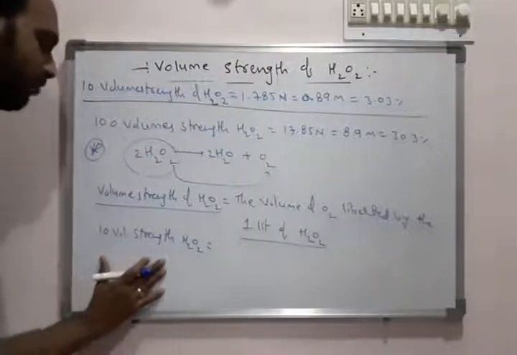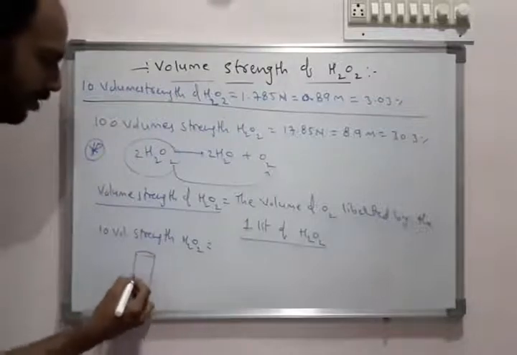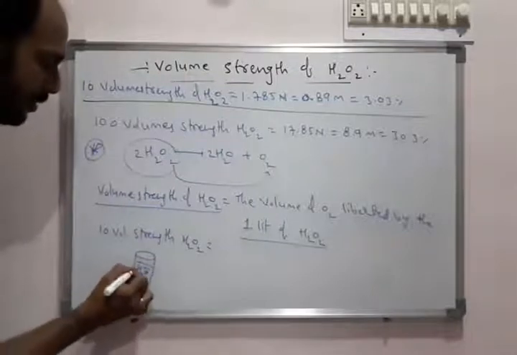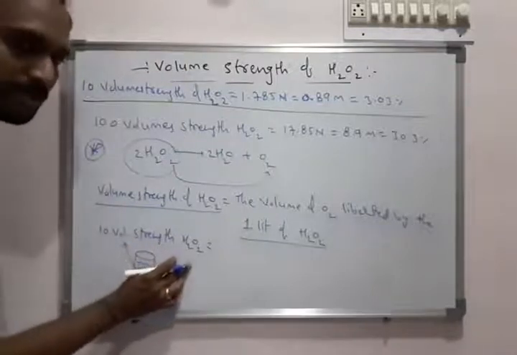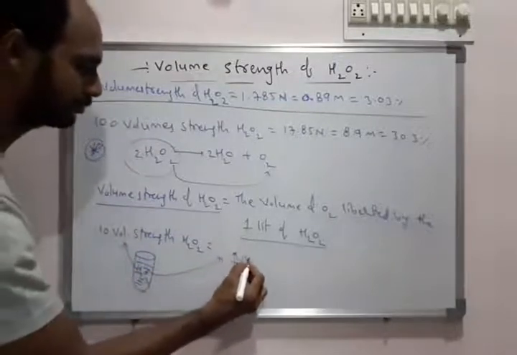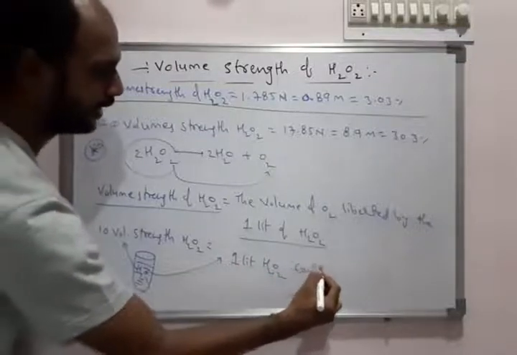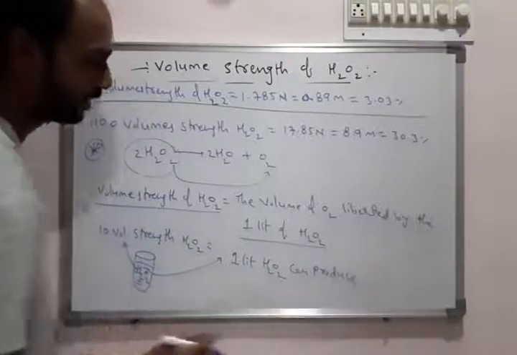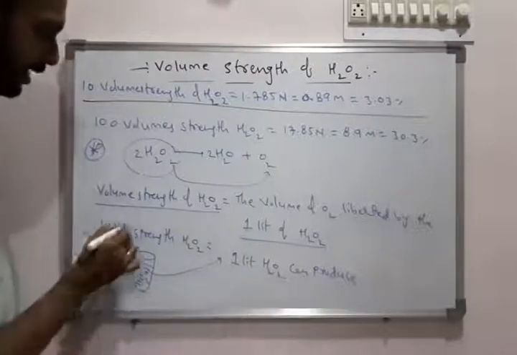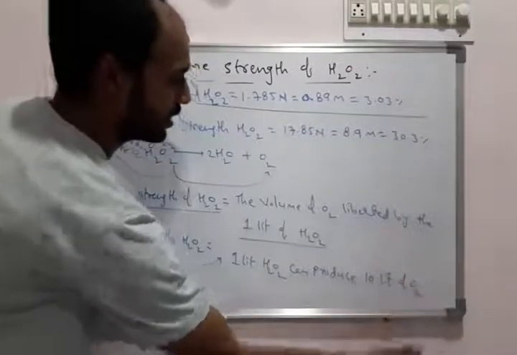10 volume strength of hydrogen peroxide, and the meaning is, let's take a sample of hydrogen peroxide. Whatever the sample name, we call it 10 volume strength of hydrogen peroxide. So the meaning is that if we take 1 liter of hydrogen peroxide from this sample, it can produce 10 liters of oxygen. That is why we named it 10 volumes.